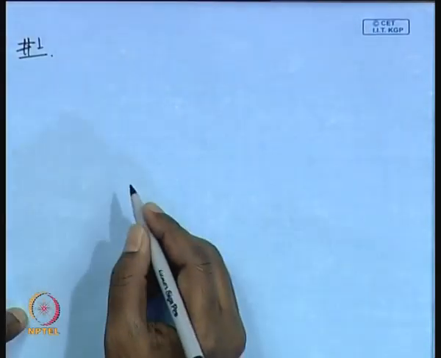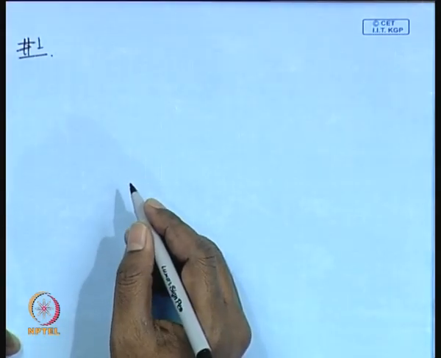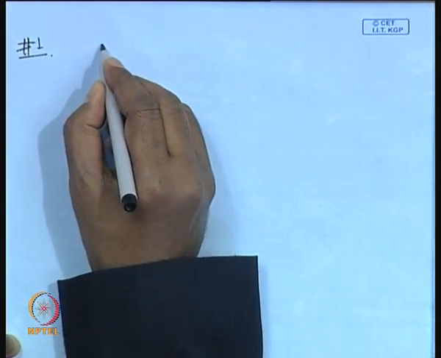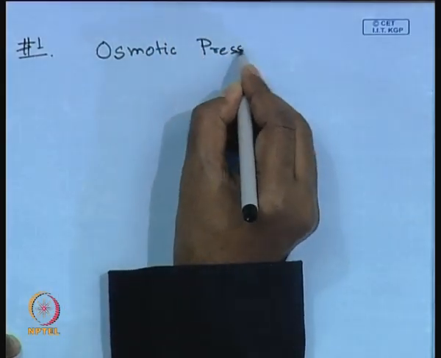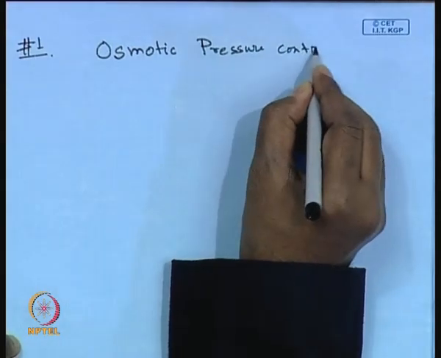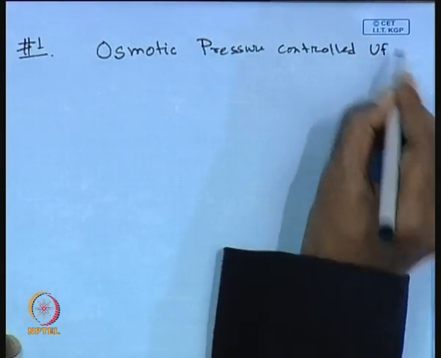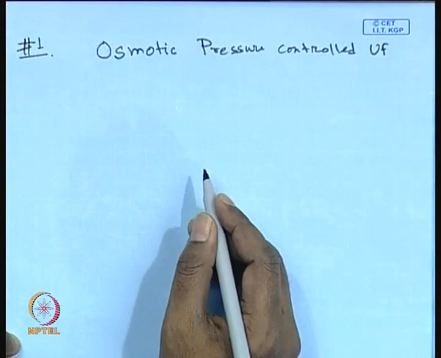In about 2-3 classes we will be looking into some practical examples and how to really solve problems, how to utilize those theories that we have already gone through and developed. So, the first problem is an ultrafiltration process, and we are talking about osmotic pressure controlled ultrafiltration.